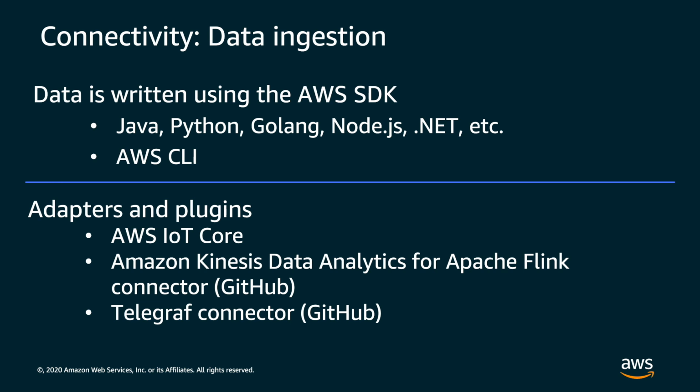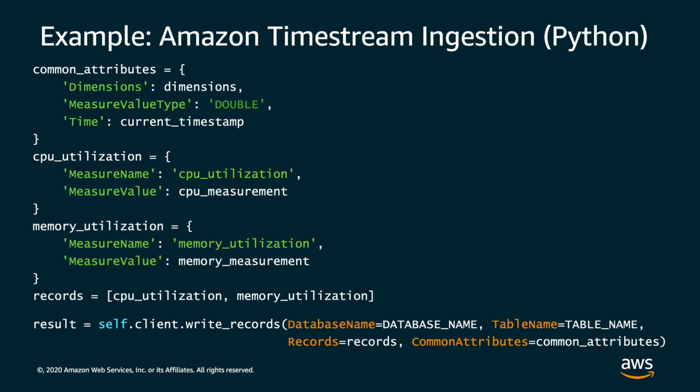Then we have some adapters and plugins. AWS IoT Core does have native integration through the rules engine with Timestream. And then we have a couple of connectors that we've published up on GitHub. One's for Apache Flink that works with Kinesis Data Analytics. And another one is a Telegraf connector, as we've had a good number of customers ask for Telegraf support to send data directly into Timestream.